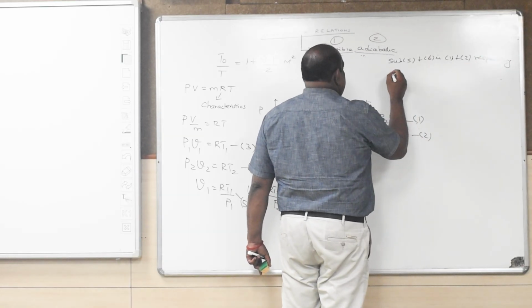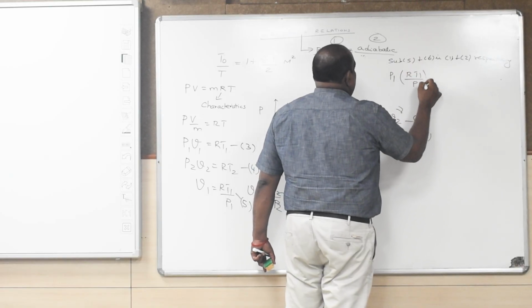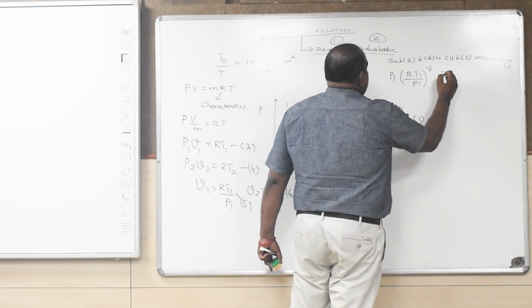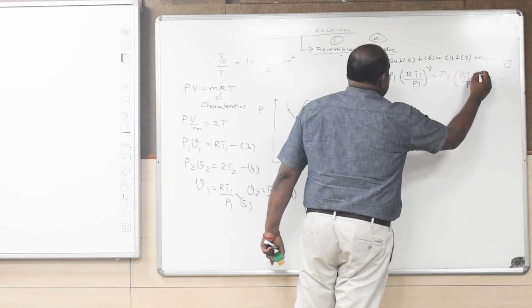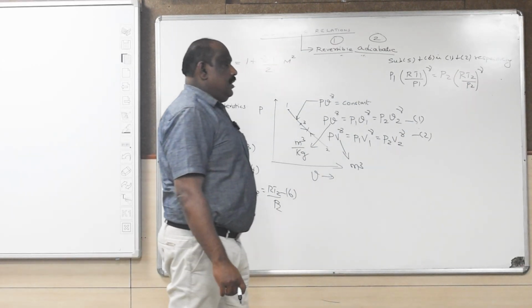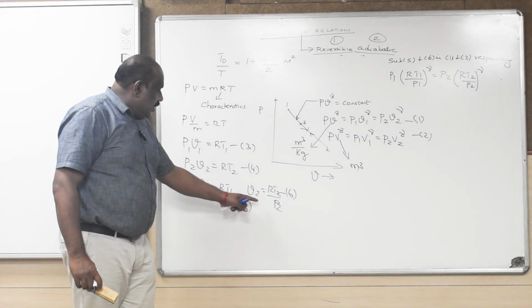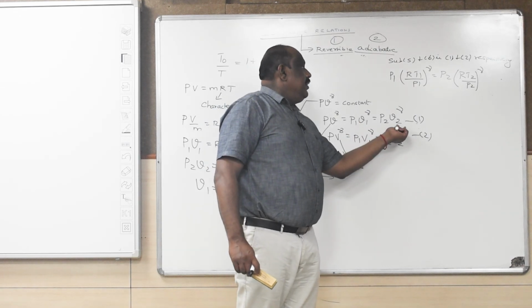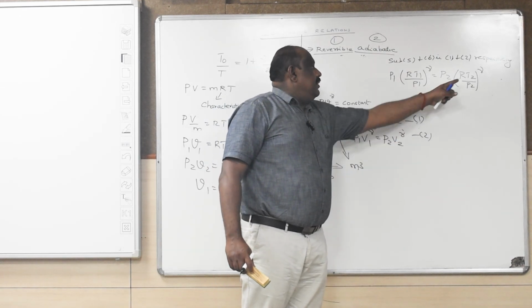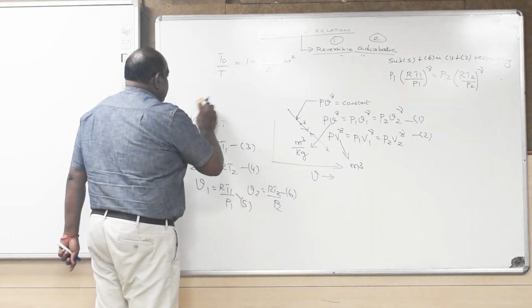So it will be P1 (RT1 by P1) whole power gamma equal to P2 (RT2 by P2) whole power gamma. I hope you see what we did now: we got the value of v1 and v2 and substituted over these two equations. The power gamma is still there, it is available.